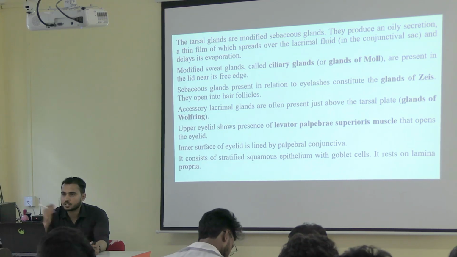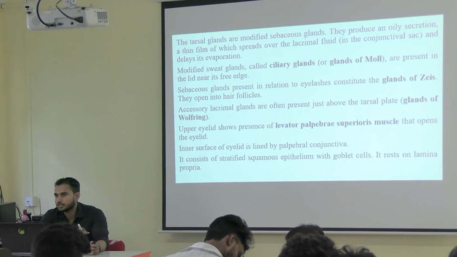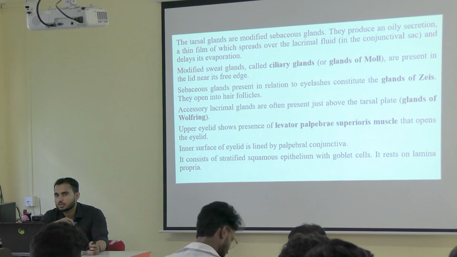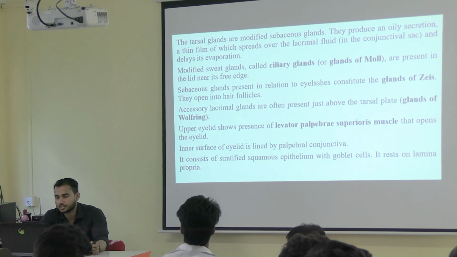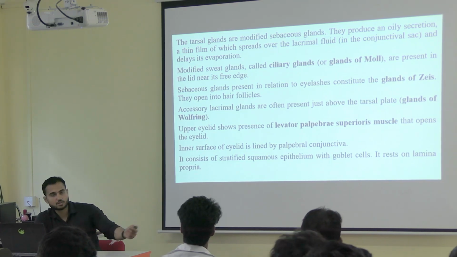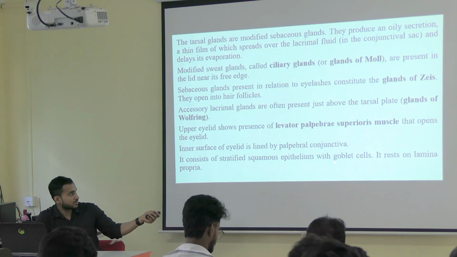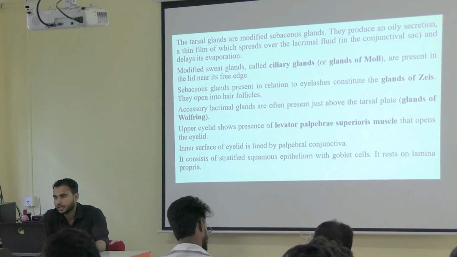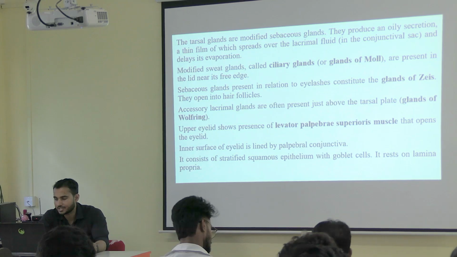Next, if you come to the innermost part, the innermost layer is made up of what? Palpebral conjunctiva. Now this palpebral conjunctiva is lined by stratified squamous non-keratinized epithelium. Along with that, goblet cells are also present.